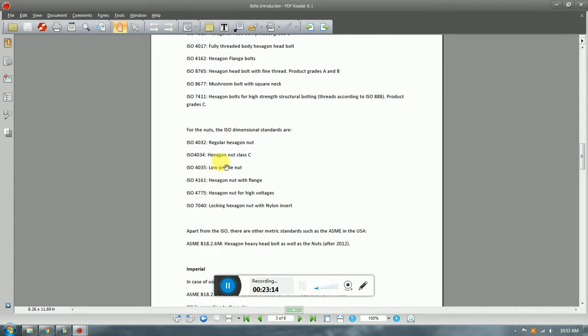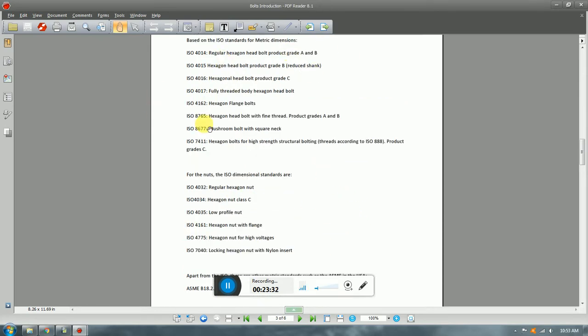Nuts, there are a lot of types. These are the main ones. Regular hexagon nut, you get the class C for more tolerance, and then you get low profile, high strength, and with the nylon insert, so locking nut and so on. And then you're going to get some standards that are not ISO, like DIN and ASME, which is pretty much going to be the same thing.